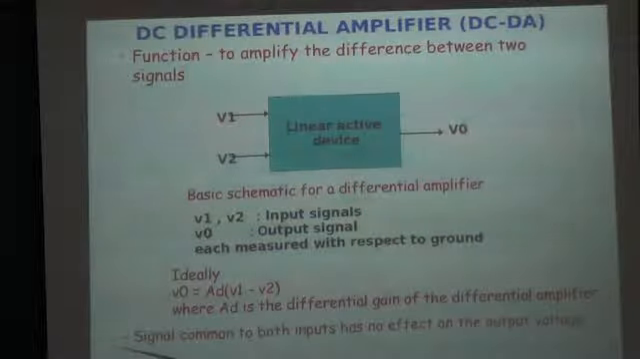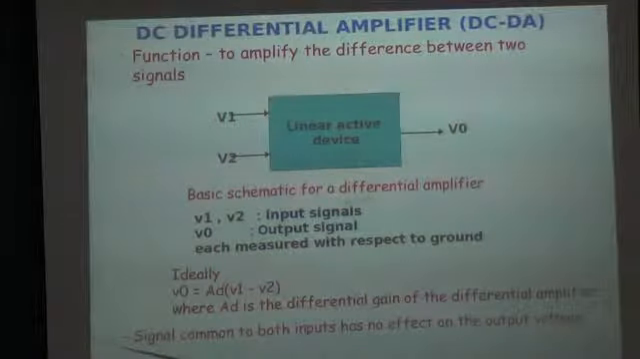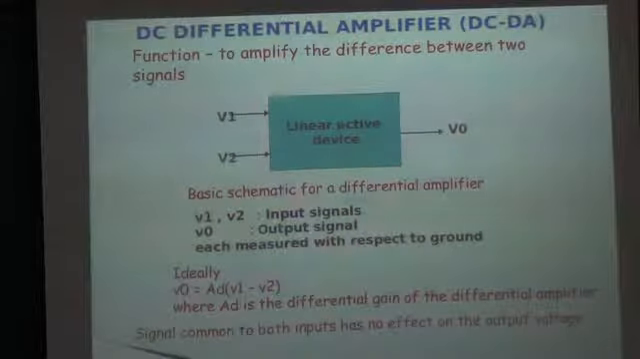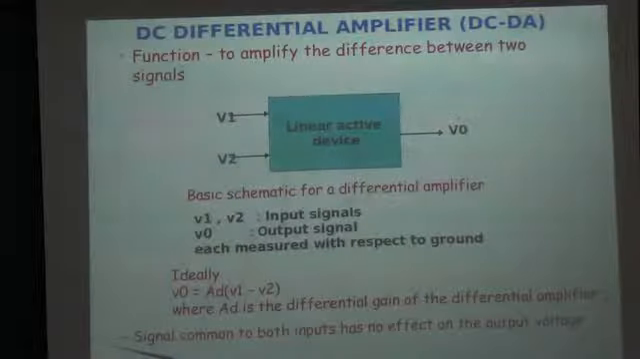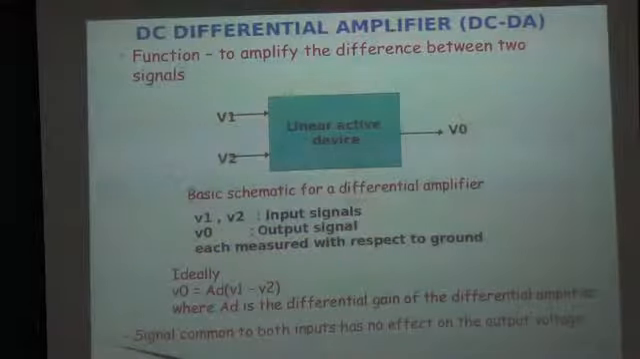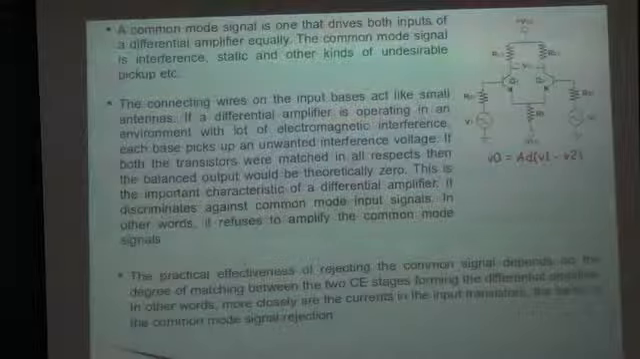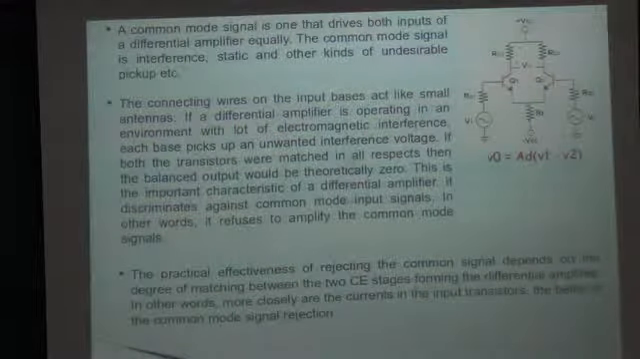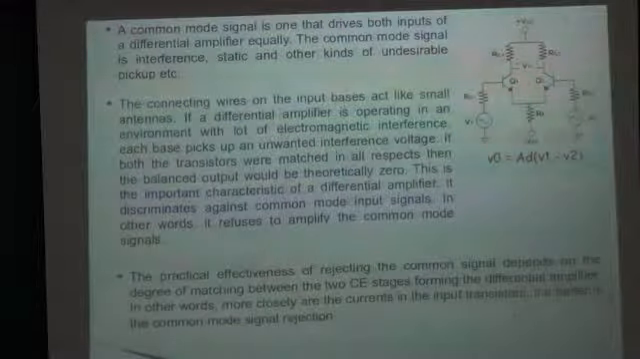So theoretically, the common mode signal, which is common to both the inputs, should not have any effect on the output voltage. Because if we have the same signal at V1 and V2, at VO it must be equal to 0. But things are not that simple. This is a simple circuit in terms of transistors. So again, VO is AD into (V1 minus V2).